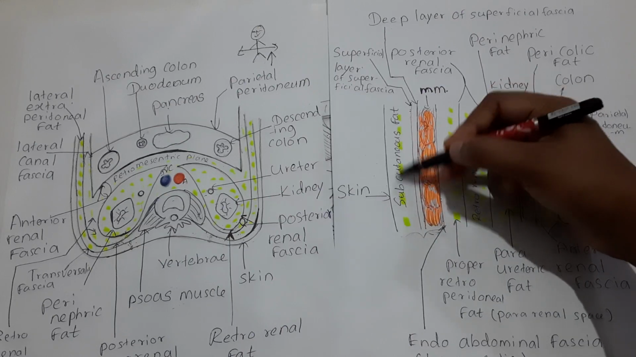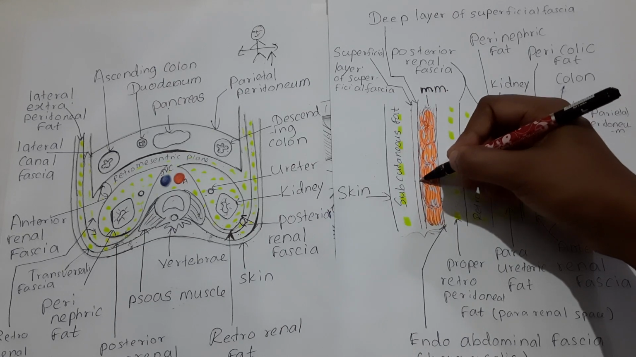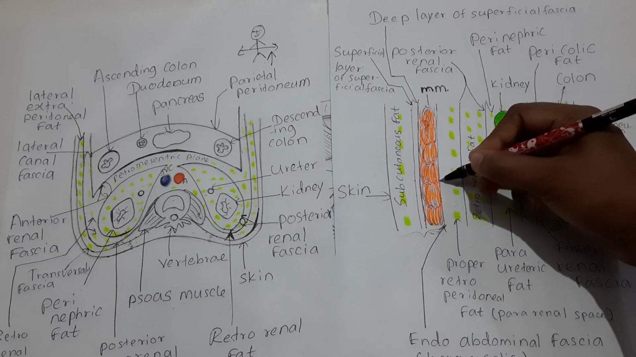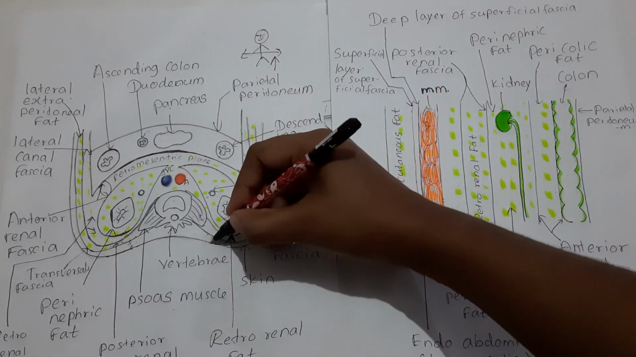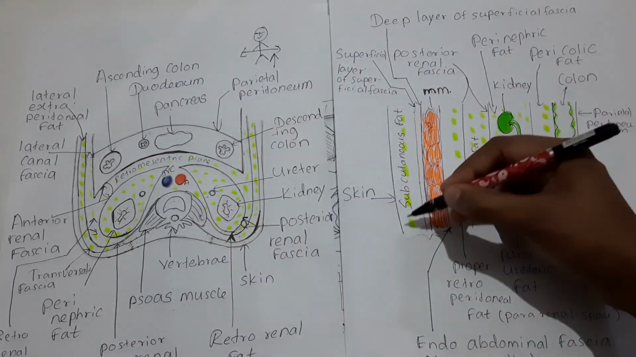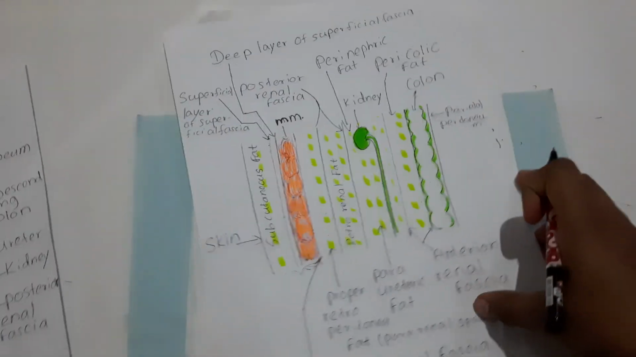Subcutaneous fat, this is the superficial layer of the superficial fascia. This is the deep layer of the superficial fascia, muscle layers and endo-abdominal fascia. So these structures should be here also. Here there should be these structures. So now I will explain the structure.